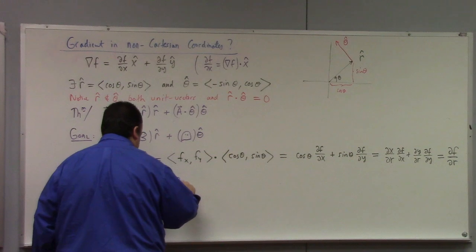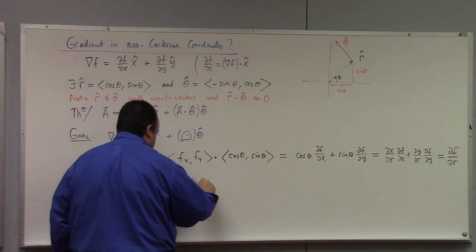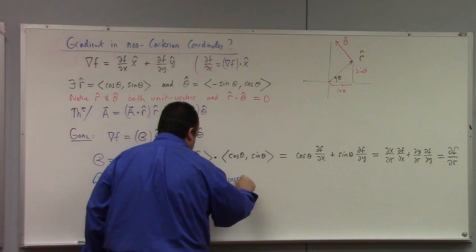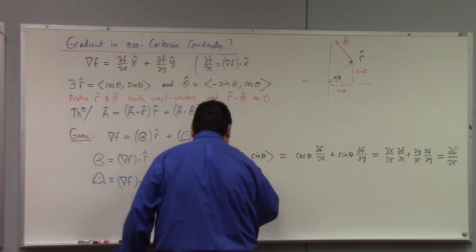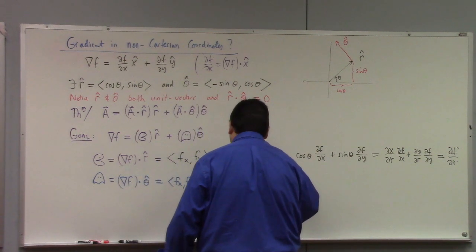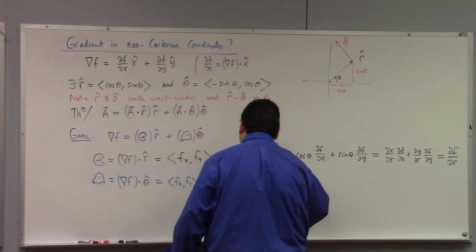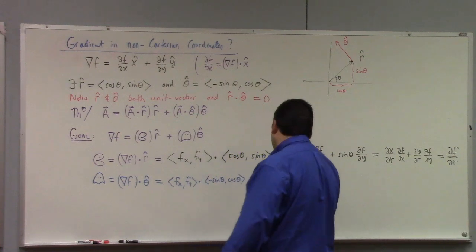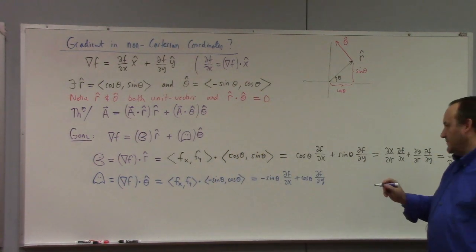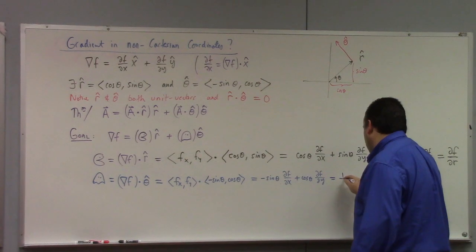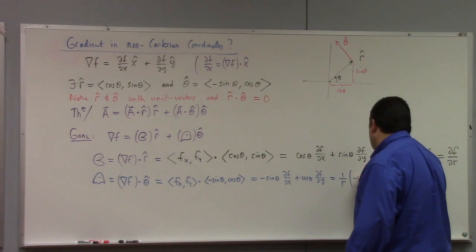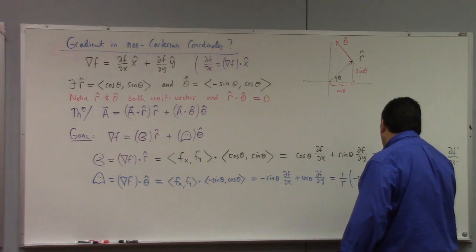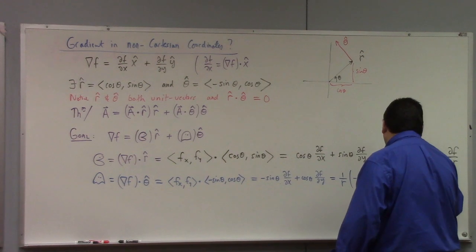We get fx, fy, dot product with apparently minus sine theta, cosine theta, which we could see geometrically this morning. So that gives me a minus sine theta, partial f, partial x, plus cosine theta, partial f, partial y. Now let me just do a little sleight of hand here. This is 1 over r times minus r sine theta partial f partial x plus r cosine theta partial f partial y.